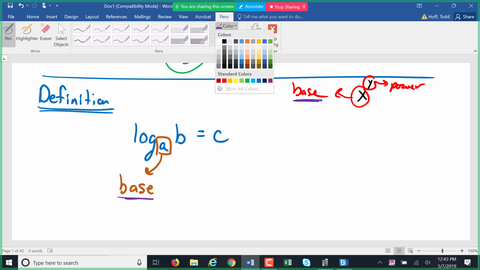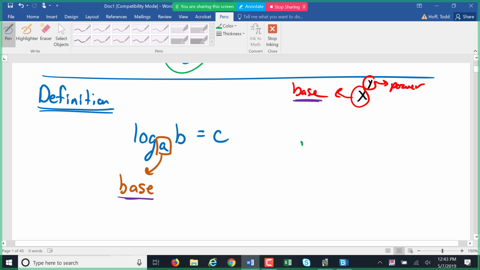So that base of A, if you put it in the related exponential form, is the base of that exponent. What this is saying, log base A of B equals C, is saying A to the power of C equals B.